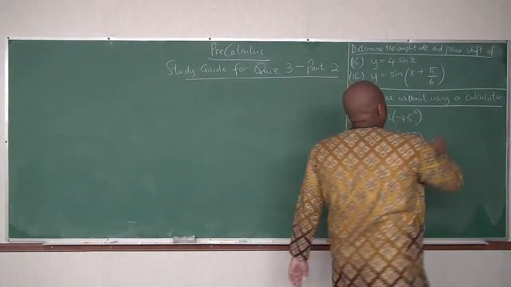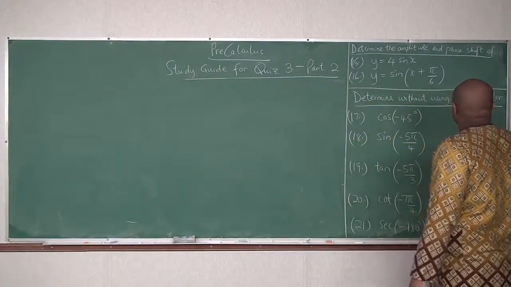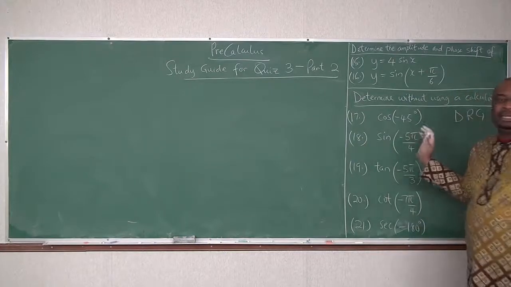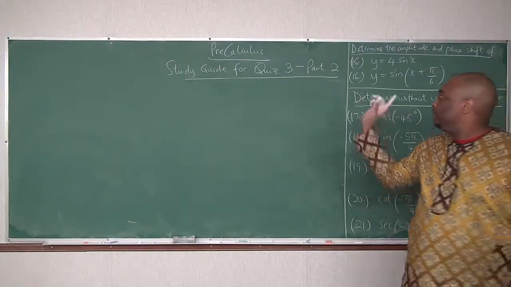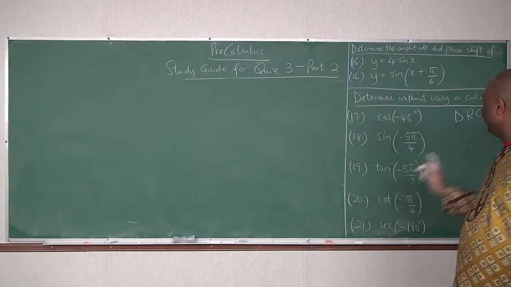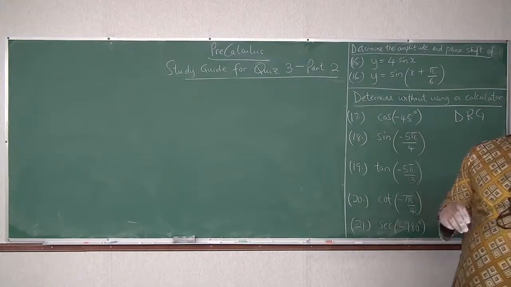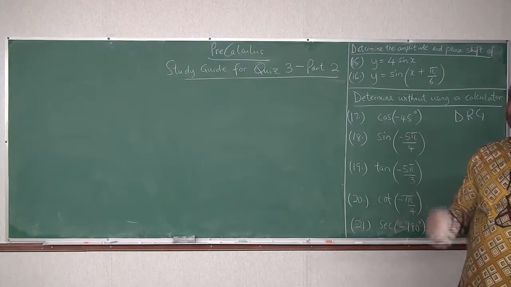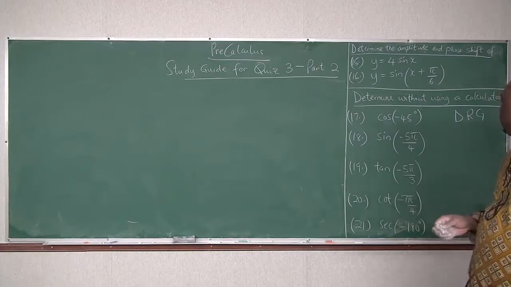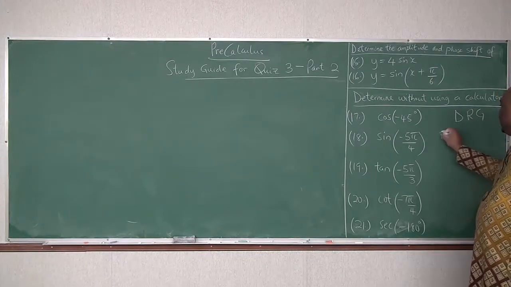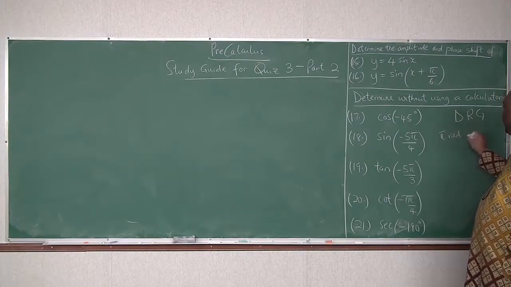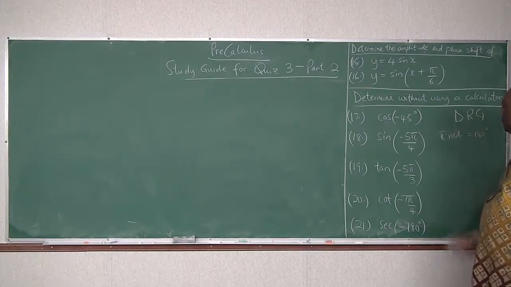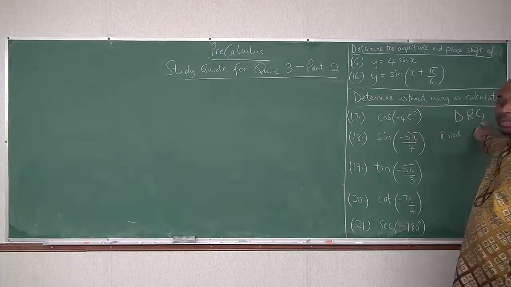You have a DRG. We discussed this in part 1: degrees, radians, and gradients. And of course, we said that pi radians is what? 180 degrees. So you should know that. We are not bothered with gradients.